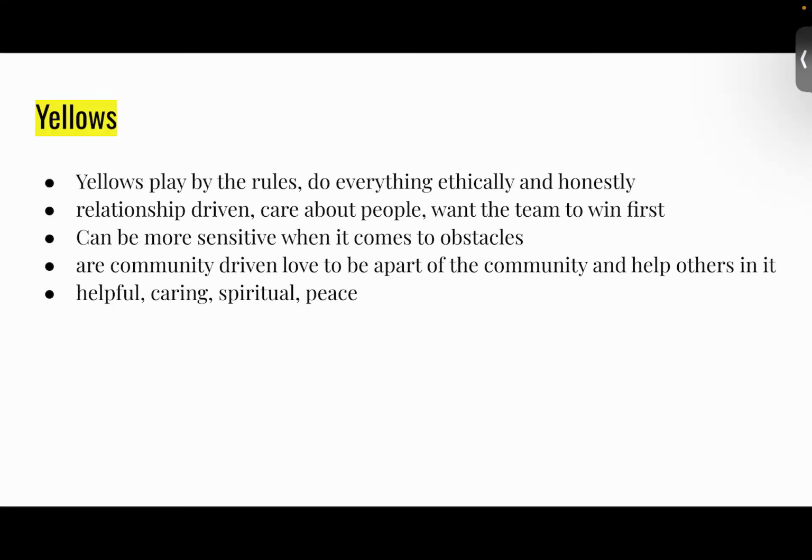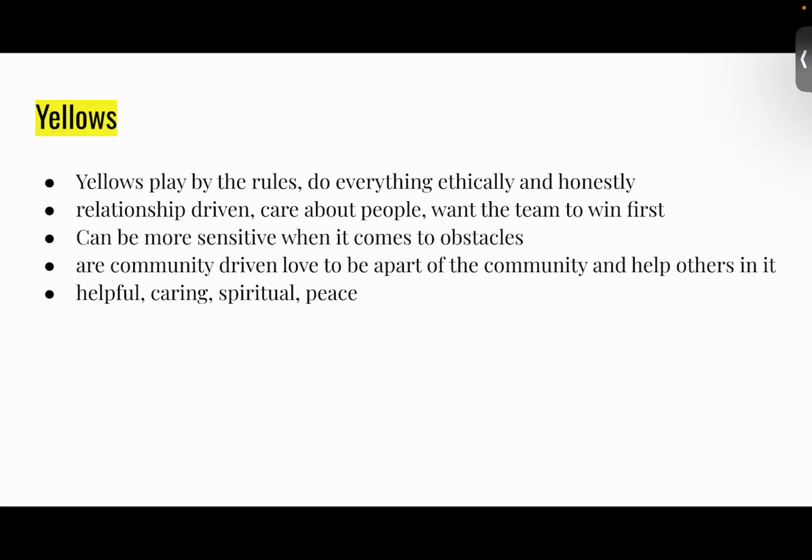And they're more laid back, right? They're more calm and focused on helping the team win rather than seeing the results for themselves. They're relationship driven. They care about people and want the team to win first. They can be more sensitive when it comes to obstacles. So let's say they lose half of the live account that they just deposited, they can be more sensitive to that, where they still have that emotional attachment to the trade that they took or to the money that they lost, and it kind of bothers them in a way.